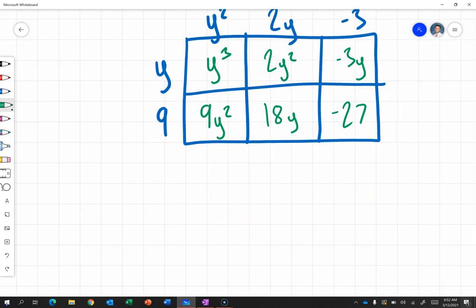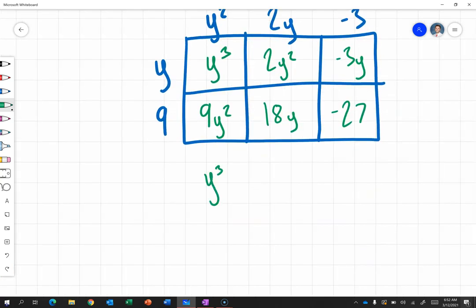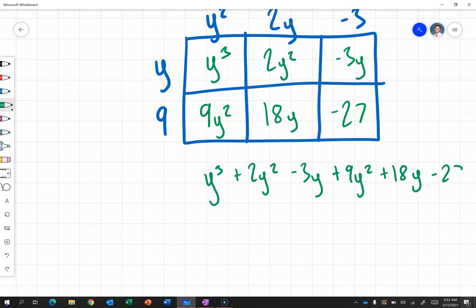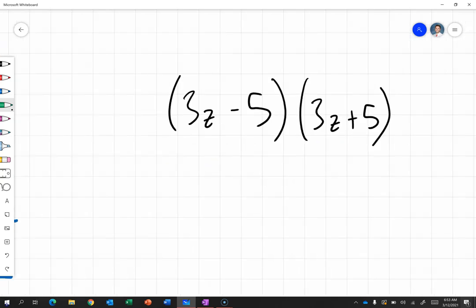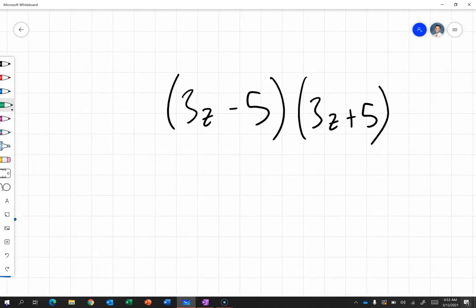Okay, so once again, we can write all of these out. Y cubed plus 2y squared minus 3y plus 9y squared plus 18y minus 27, and then we can combine like terms. So I see we've got 2y squared plus 9y squared, which would be 11y squared. And we have negative 3y plus 18y, so that'll be plus 15y, minus 27. Okay, we've got two more to look at here.